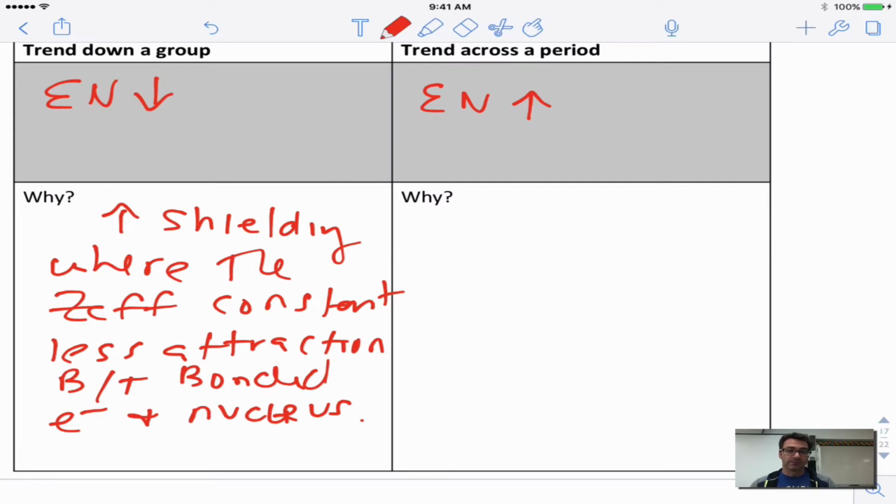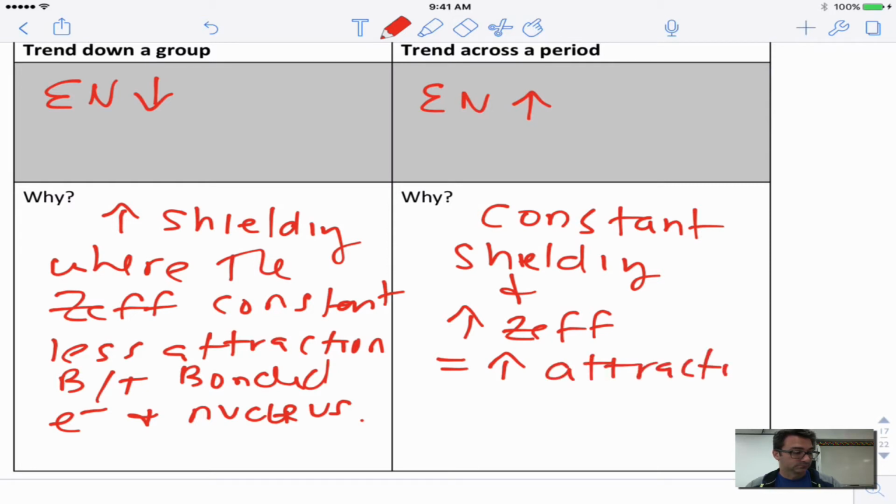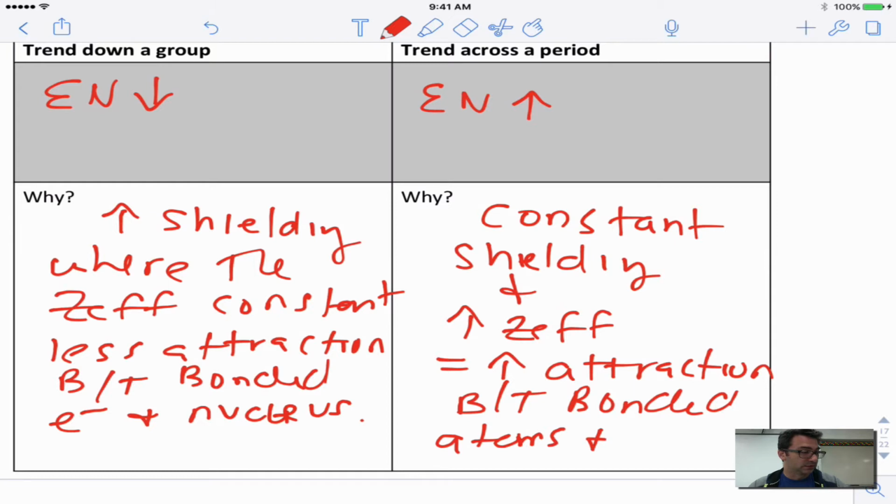Now, when we go across a period, what we see happening is that the electronegativity increases, and the reason why has to do with the relatively constant shielding and the increase in Zeff. So this leads to a higher attraction between bonded electrons and the nucleus.